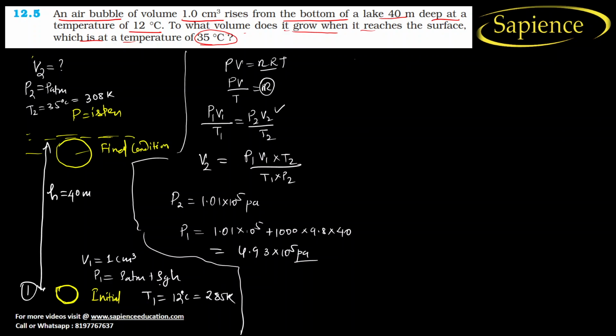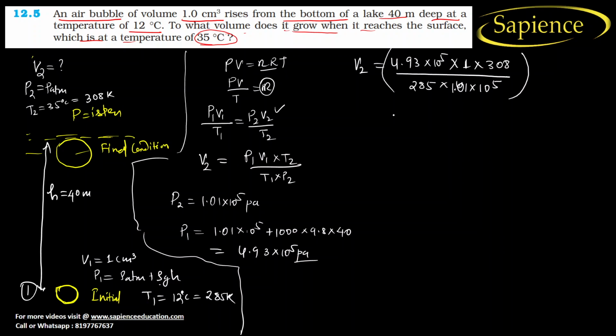Now we can easily find the value of V2. So V2 is equal to P1, so put the value of P1, 4.93 into 10 to the power 5, into volume V1. Let us consider it in CC only, because if we put the volume in CC, we will also get the result in CC. So V1 is 1 centimeter cube, and T2 is 308, divided by T1, which is 285, into P2. P2 is 1.01 into 10 to the power 5.